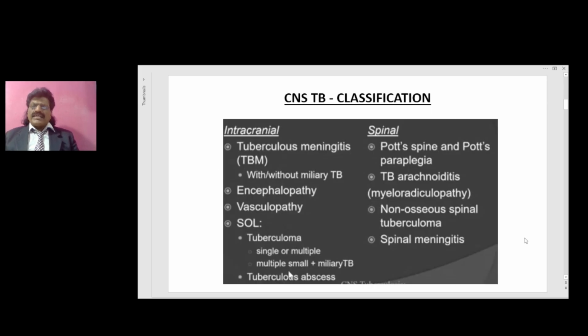CNS TB classification: it could be intracranial or it could be spinal. In intracranial we have tuberculous meningitis, TBM, with or without miliary tuberculosis, encephalopathy, vasculopathy, space occupying lesion which could be tuberculoma, single or multiple small plus miliary tuberculosis, or tubercular abscess. Amongst the spinal forms we have Pott's spine and Pott's paraplegia, TB arachnoiditis, that is myeloradiculopathy, non-osseous spinal tuberculoma and spinal meningitis.